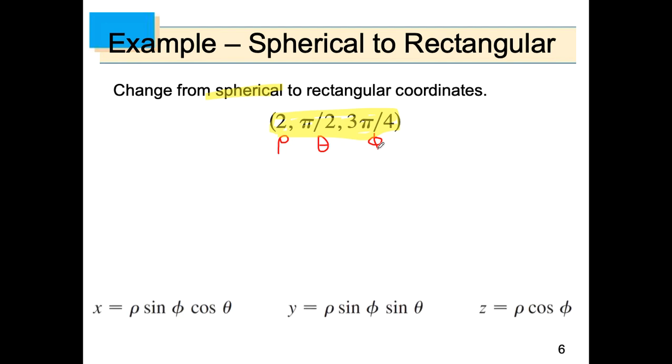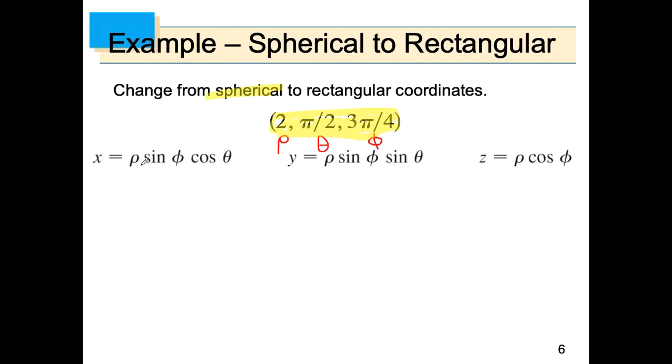Let's remind ourselves what those formulas look like. So here's my formula for x. X is going to equal rho sine phi cosine theta. Y is rho sine phi sine theta. Z is simply rho cosine phi. And all you simply do is plug in the values and you're done. So it's pretty simple. I don't see how anyone would struggle with this particular problem.